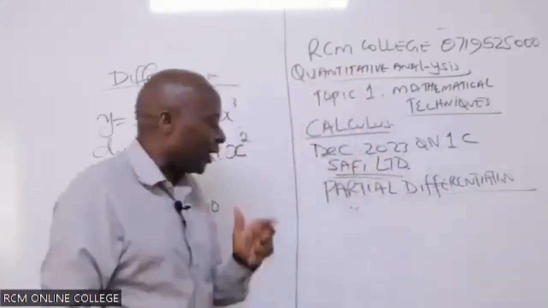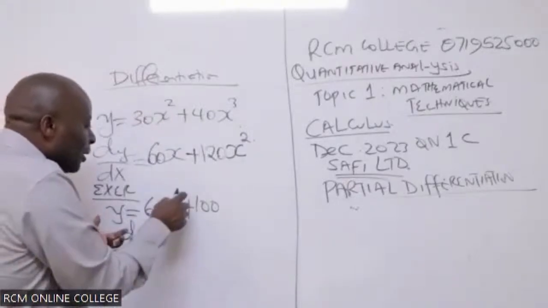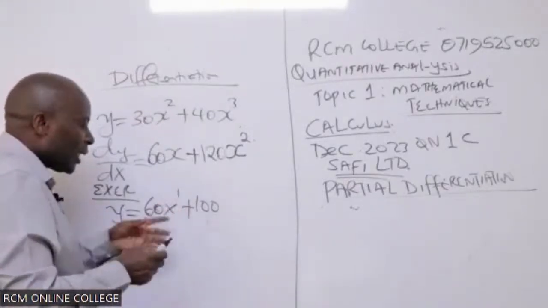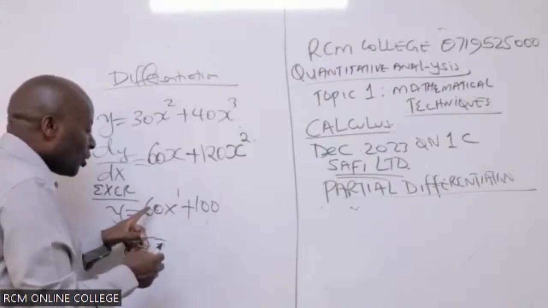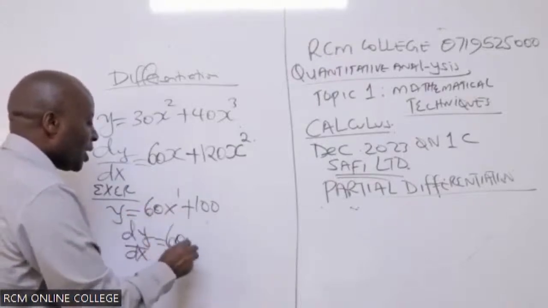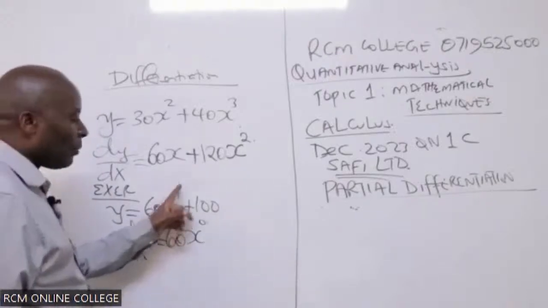I can see Rispa there. She's giving me here dy over dx. Do you know that there is an implied raised to 1 there? When we bring this 1 down, it knocks on this 60. It gives us 60x raised to power 0. Why power 0? Because of 1 minus 1.